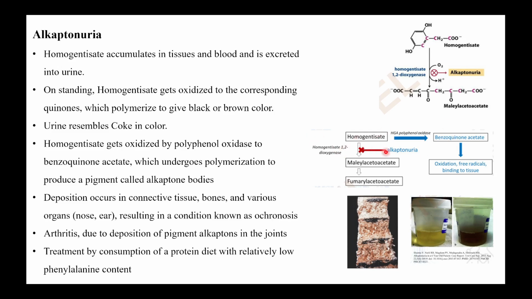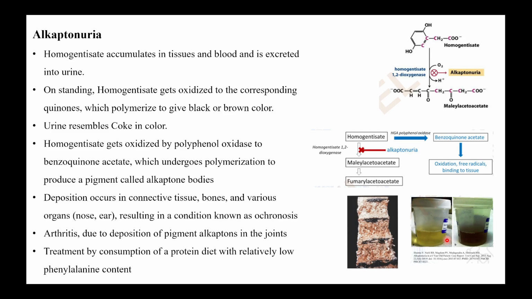It is oxidized by polyphenol oxidase to form benzoquinone acetate, which undergoes polymerization to produce a pigment called alkaptone body. This is happening outside the body. In the urine, homogentisate is excreted out, and if you collect the urine and keep it for some time, you will see that it has turned black because of the air oxidation, auto-oxidation of homogentisate into quinones.